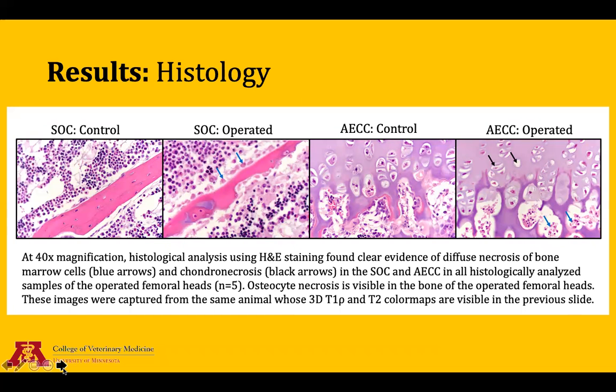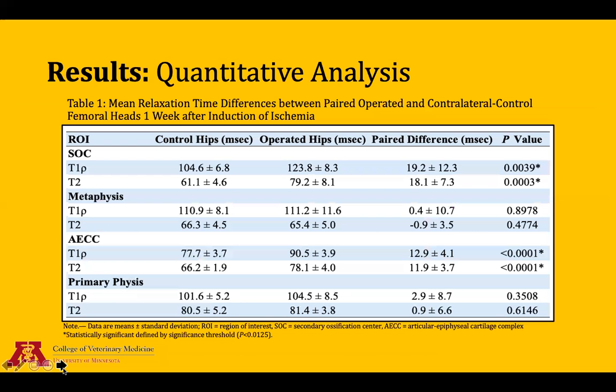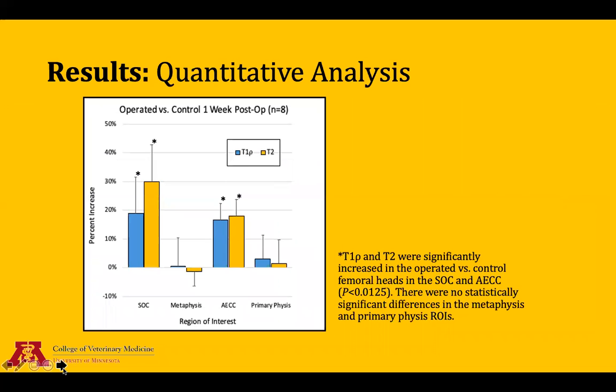Histological analysis using H&E staining found clear evidence of diffuse necrosis of bone marrow cells and chondronecrosis in the SOC and AECC in all operated femoral heads. Osteocyte necrosis is also visible in the bone of the operated femoral heads. Our quantitative analysis further presented significant increases in the operated heads in the SOC and AECC. There were no statistically significant differences in the metaphysis and primary physis regions, which was expected.